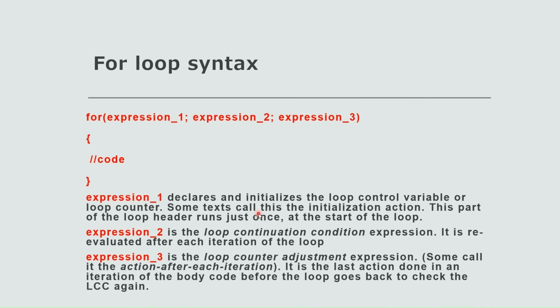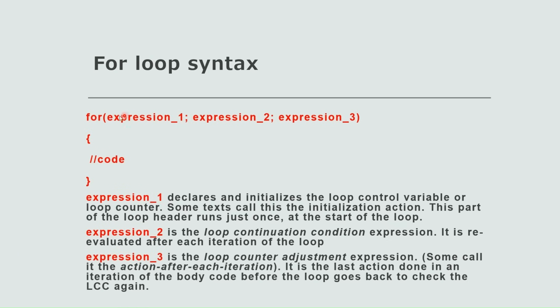Expression 1 declares and initializes the loop control variable or loop counter. Some texts call this the initialization section. This part of the loop header runs just once at the start of the loop.